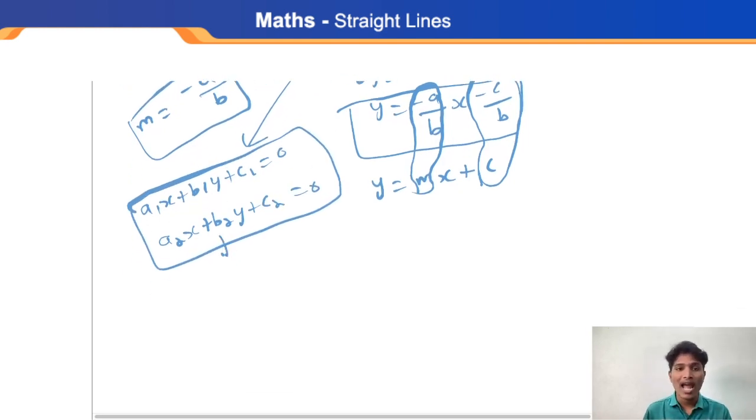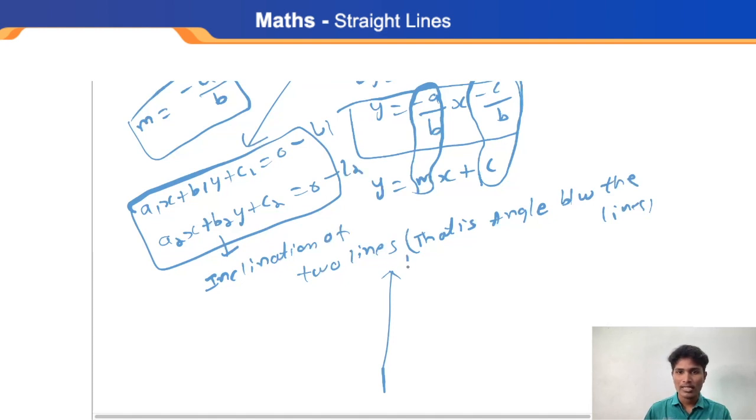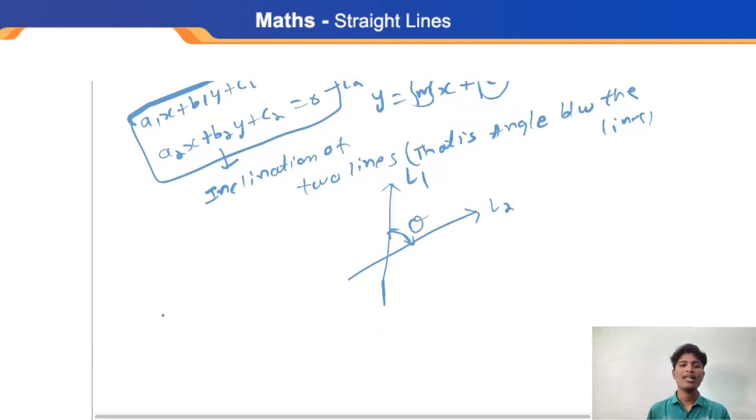Now I want to calculate the inclination between these two lines, that is, the angle between the lines. Suppose this is line L1 and this is line L2. I want to calculate the angle made between these two lines. How can I calculate it? Simply by taking tan theta.